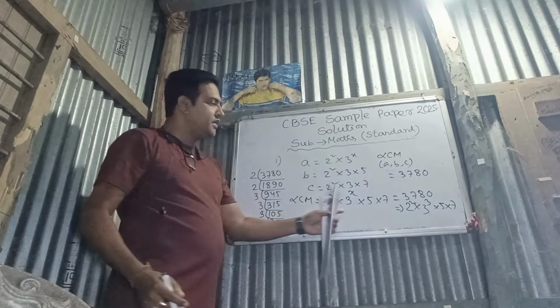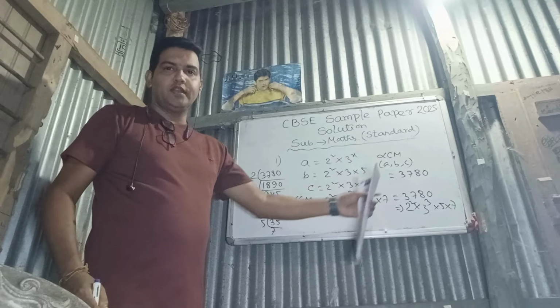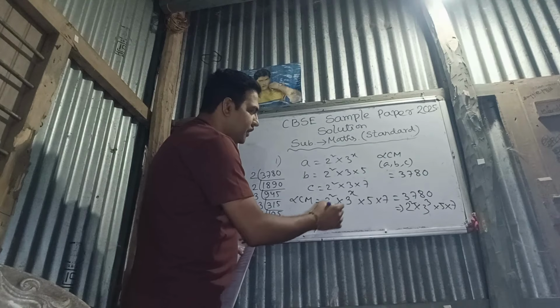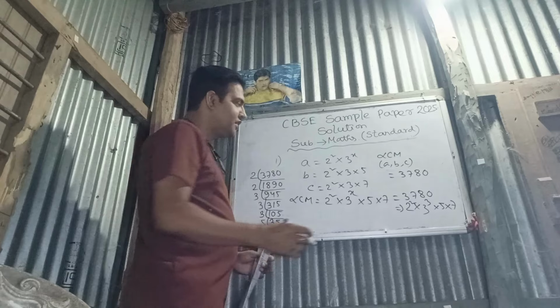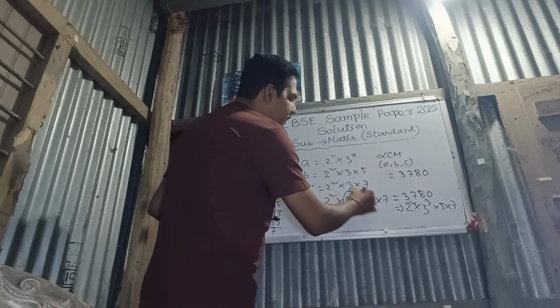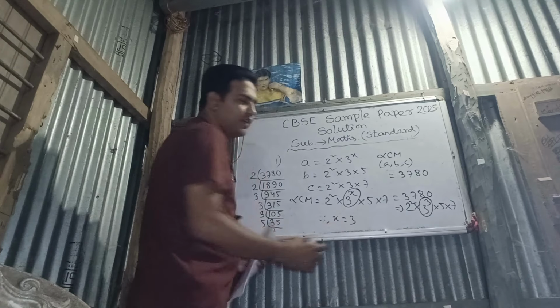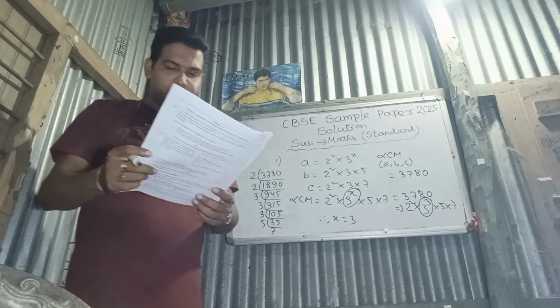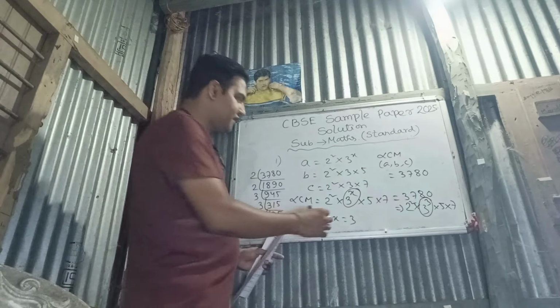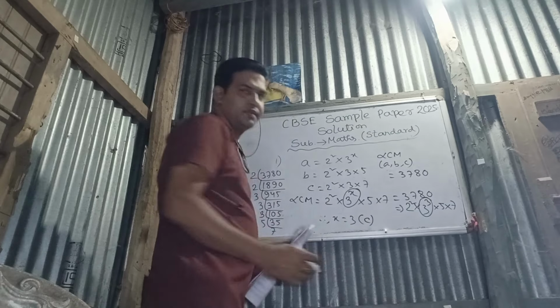Now you just compare these two sides, the left hand side to the right hand side. So simply you have the answer to this question. 3 to the power x becomes 3 to the power 3. So what is the value of x? That is 3. So option number C will be the correct answer to the sample paper.